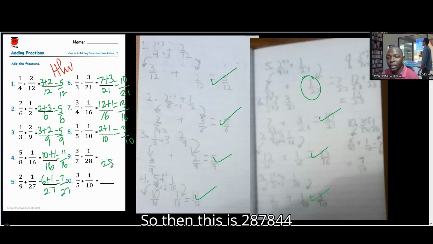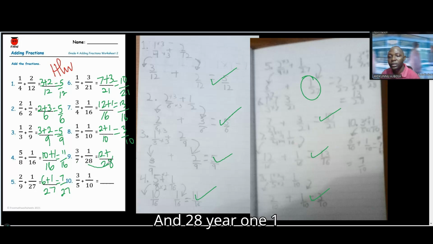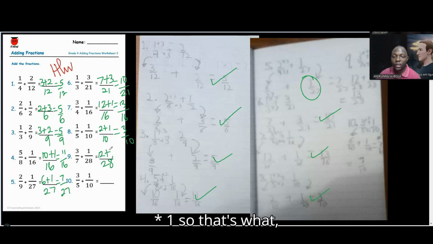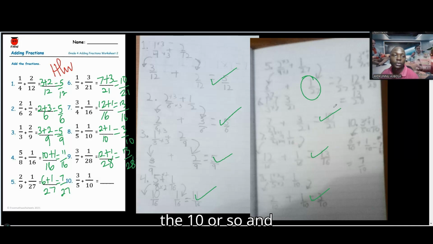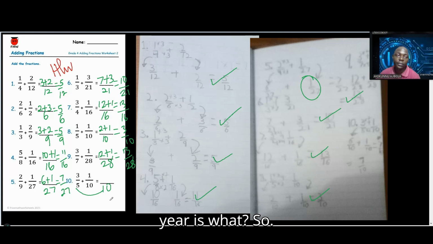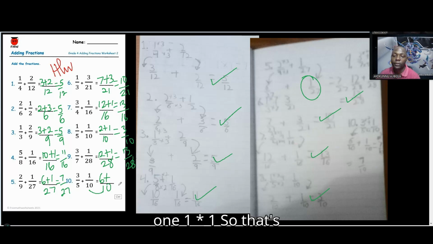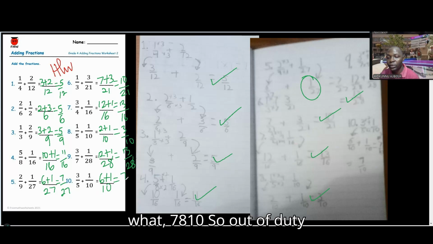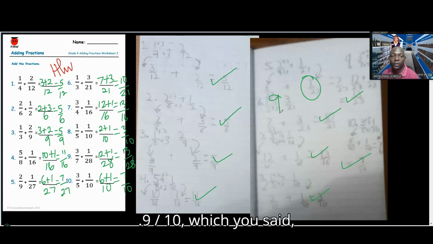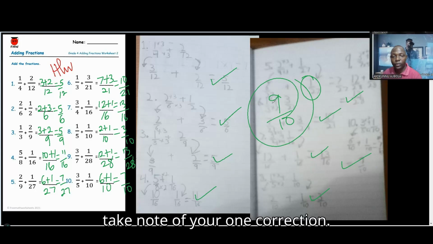So then this is 28. 7 here, 4. 4 times 3 is what? 12. And 28 here, 1. 1 times 1. So that's what? 13 over 28. And the last one, 10. 5 here is what? 2. 2 times 3, 6. 10 here, 1. 1 times 1. So that's 7 over 10. So out of this, you got 9 over 10, which is a good job. So take note of your one correction.